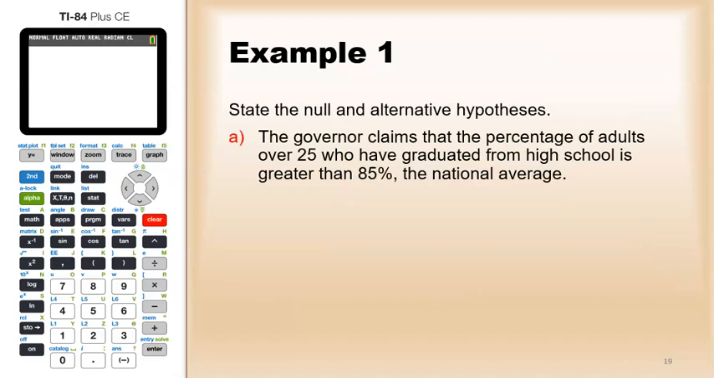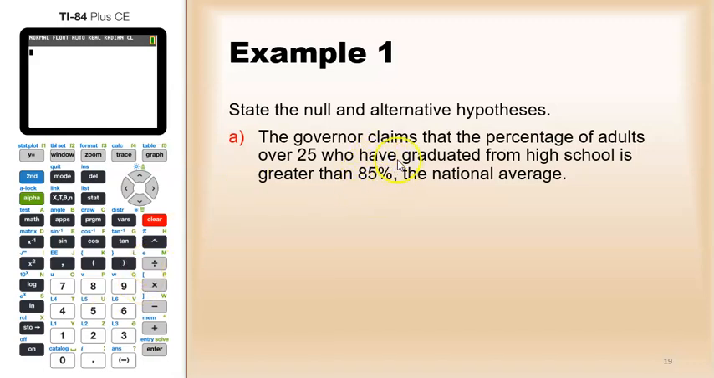Alright, so some examples. Suppose the governor claims the percentage of adults over 25 who graduated from high school is greater than 85%, the national average. If you want to try to prove this statement, we are looking at proportions here.